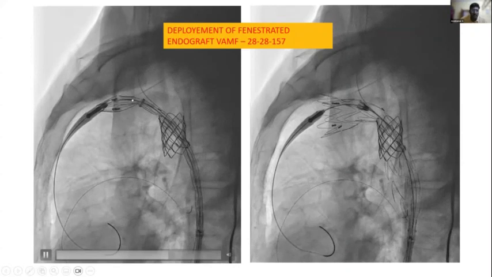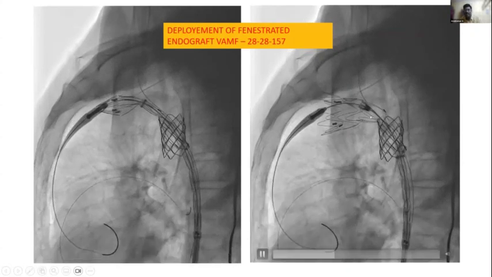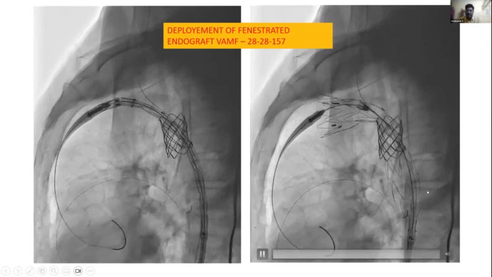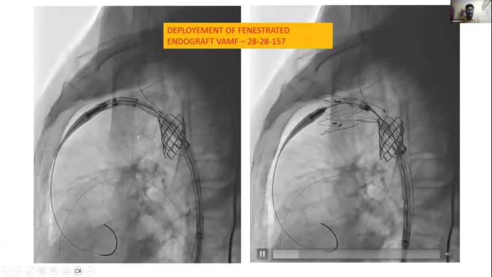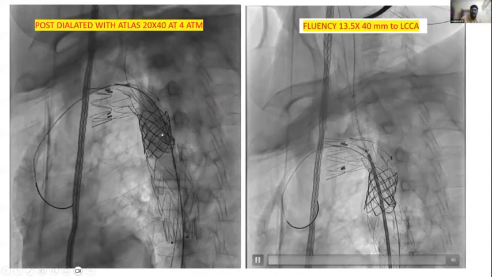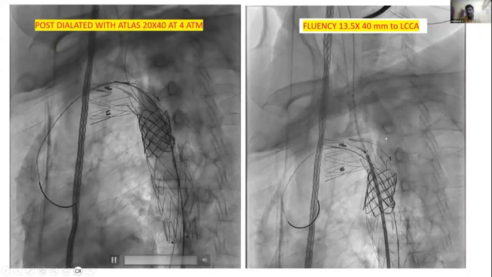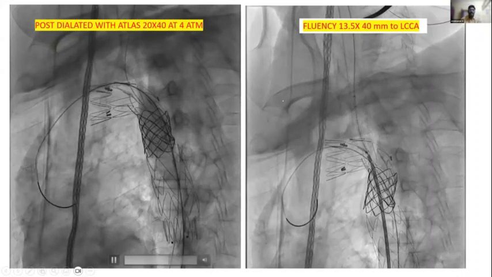And we exposed the free flow on the first stent graft. Once we were convinced that both the rotational and axial orientations were good, we deployed the rest of the stent graft. After deploying, we again dilated with Atlas 20, and through the fenestration we stented the left common carotid artery with Fluency 13.5/40. And this is the final angiogram.